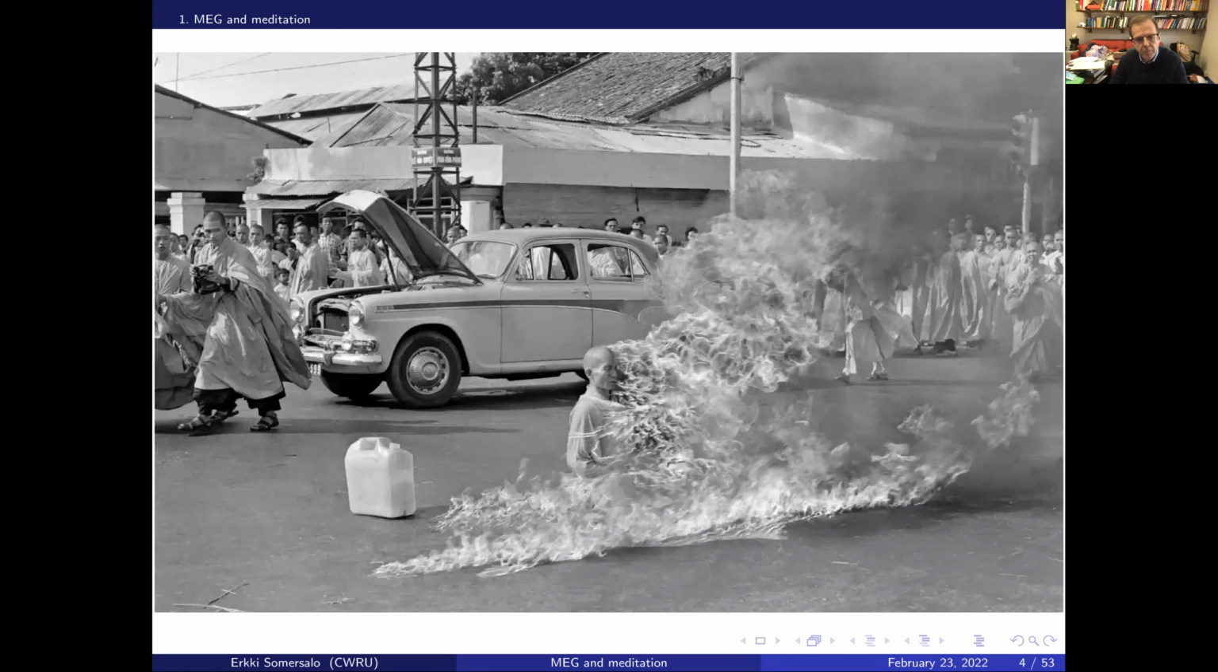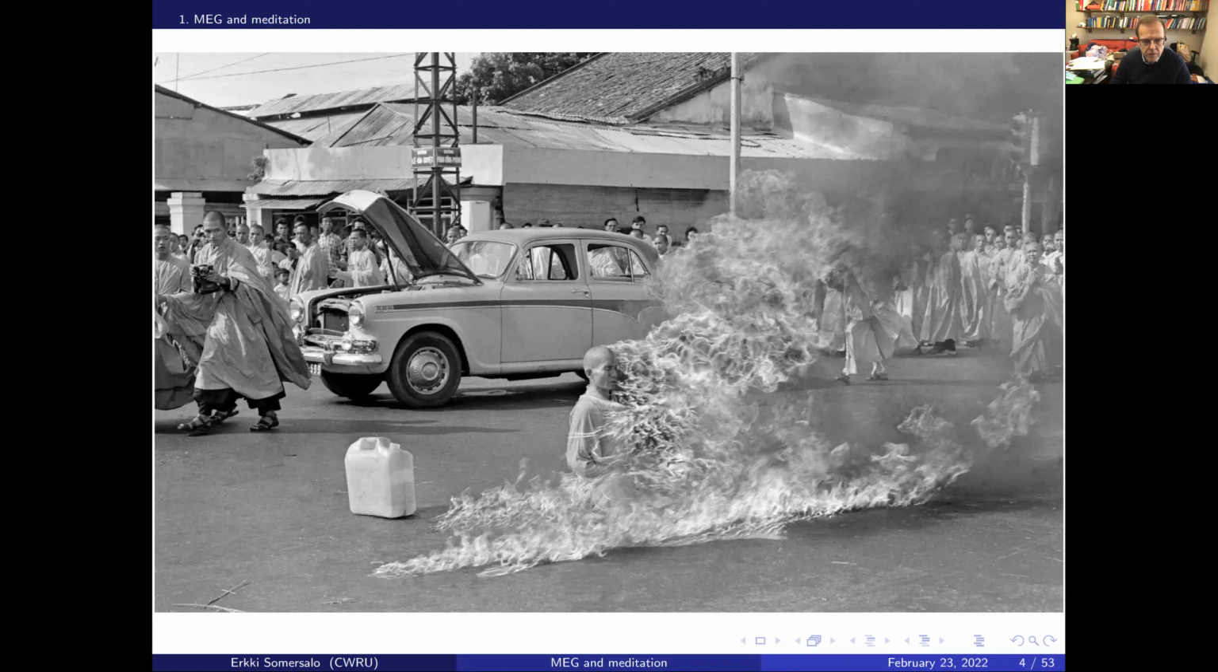I show you a disturbing picture from, I think, 1963. This Buddhist monk was protesting against the bad treatment of Buddhists in South Vietnam. I think it was Saigon. But the interesting thing about this picture is you look at the face of that monk. He's experiencing enormous pain and agony, and you can see no trace of it in his face.